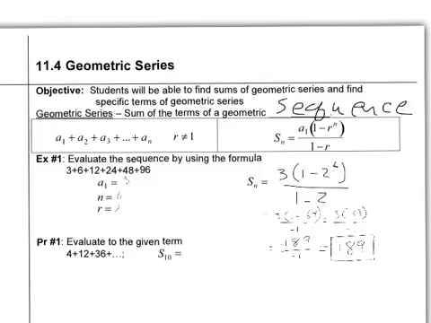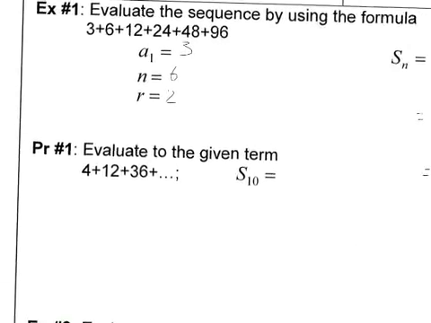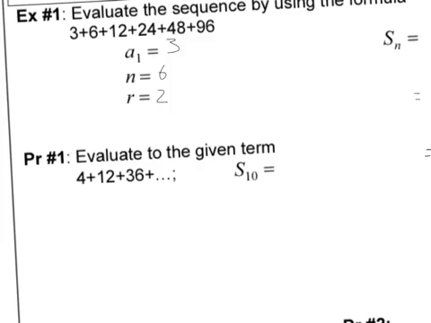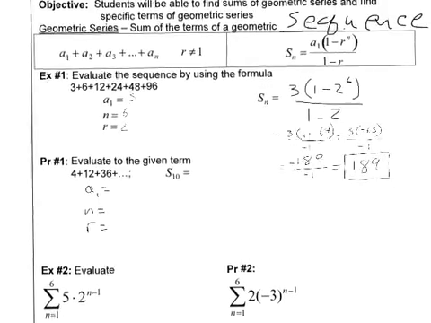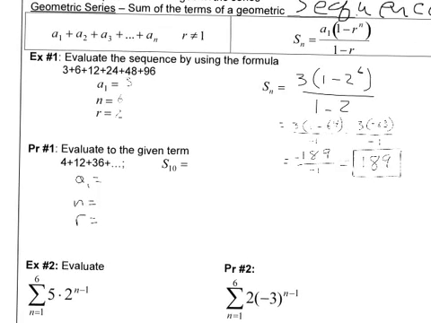For example, look at this next one. We don't even know what all the terms are, but they do tell us to find the sum of the first 10 terms. So, again, identify your a sub 1, your n, and your r, plug it in the formula, and figure out what the sum is. I'm going to let you try this on your own, so you're going to pause the video. I'm going to put the answer up in just a second. Go ahead and give it a shot.